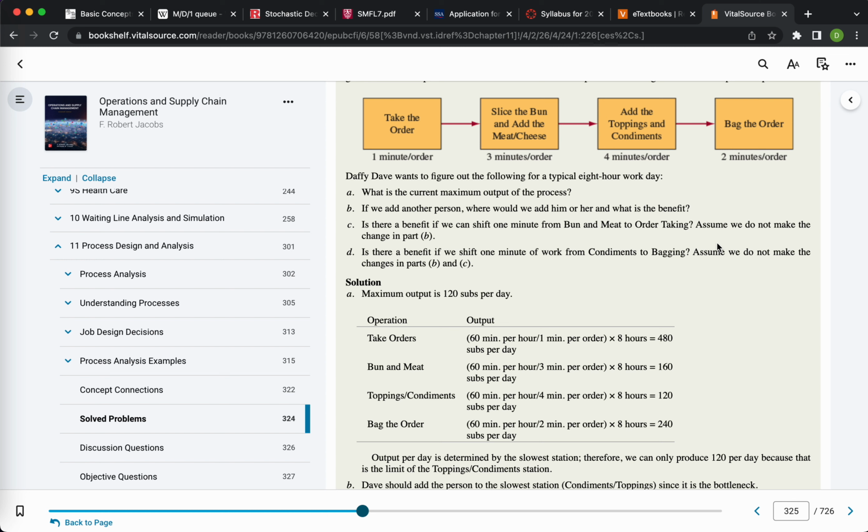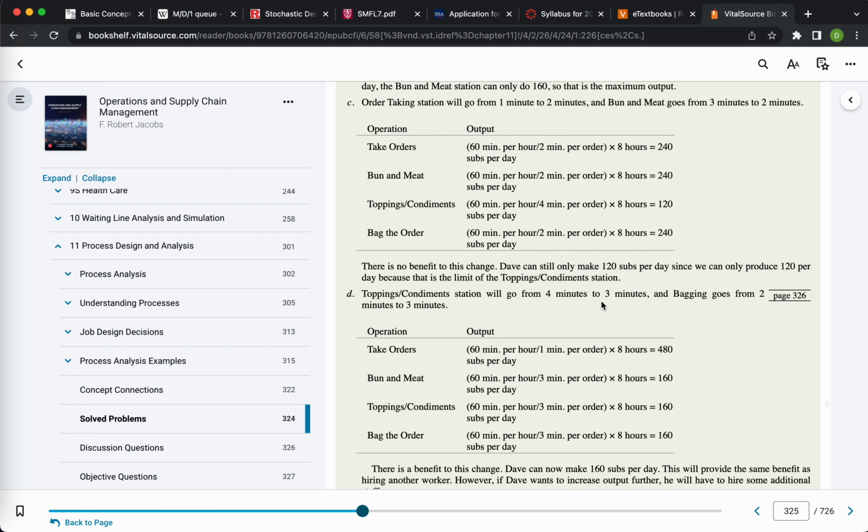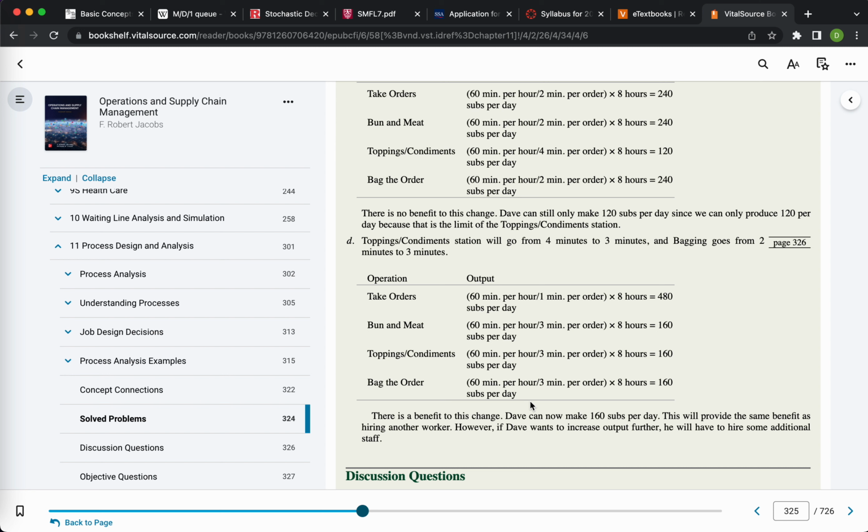Yes, it will have a huge effect because whenever you change anything that has to do with the bottleneck, it has a huge effect on the process, right? So by shifting, condiments goes from 4 to 3 minutes and bagging goes from 2 to 3 minutes. Now this is a benefit. Now the capacity of the process becomes 160, right? So bun and meat is 160, toppings is 160, and bagging order is 160. So basically the capacity went from 120 to 160.